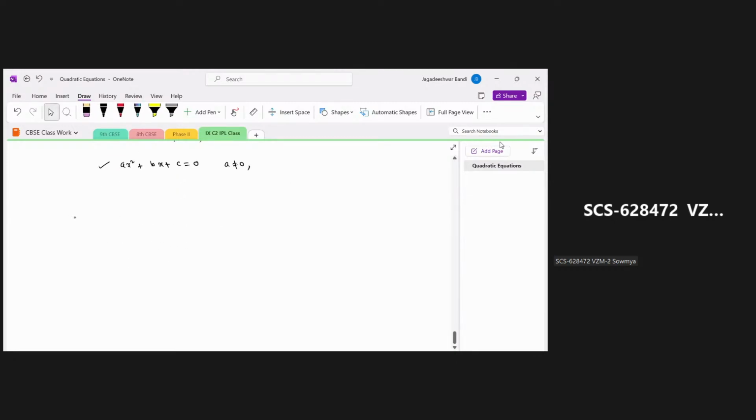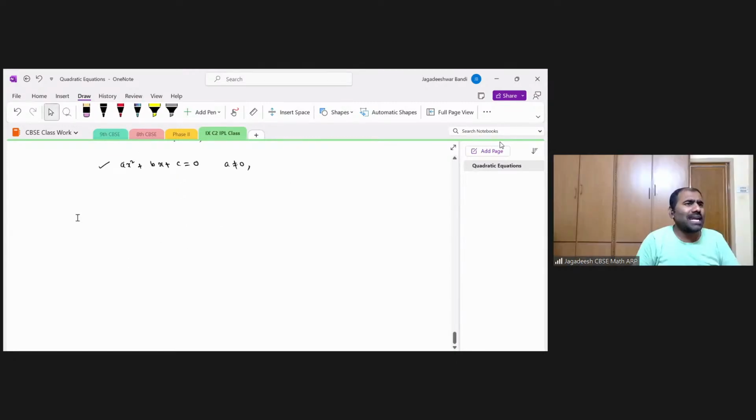Fine. So now the standard form of a quadratic equation is ax square plus bx plus c equal to 0, where a is not equal to 0, and a, b, c belong to real numbers. We have already discussed that yesterday. Real numbers means it can take natural numbers, whole numbers, rational numbers, irrational numbers, integers, all this. Now please observe carefully. First one.